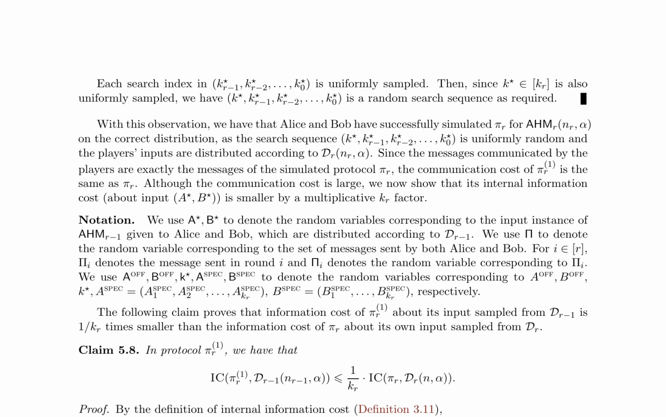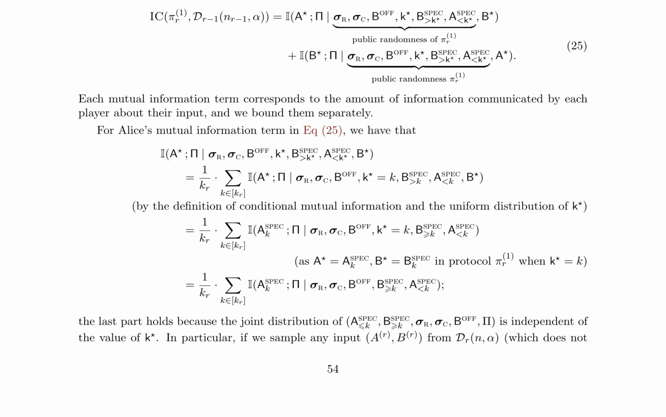The authors prove claim 5.8, which states that the internal information cost of Π'_r about its input sampled from D_{r-1} is 1/k_r times smaller than the internal information cost of Π_r about its own input sampled from D_r. The proof involves bounding the mutual information terms corresponding to the amount of information communicated by each player about their input. The authors use the definition of internal information cost and the uniform distribution of K* to bound Alice's mutual information term.